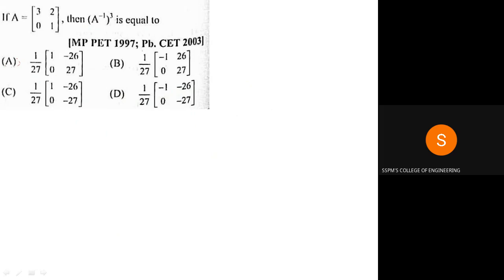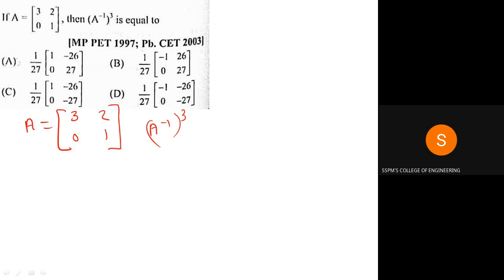So we are given a matrix A here. What is A? A is equal to 3, 2, 0, and 1. And we have to find A inverse cube. Cube of matrix A inverse.